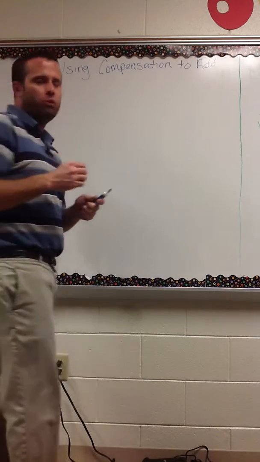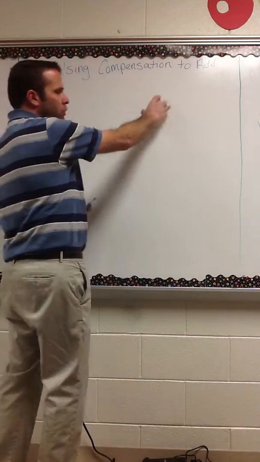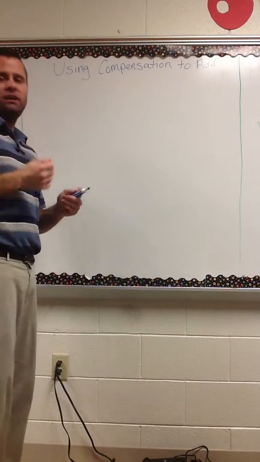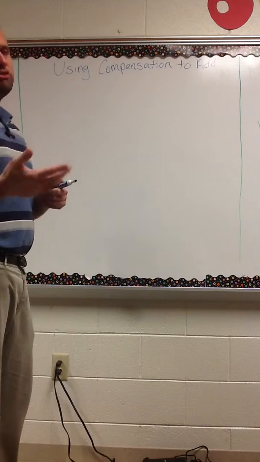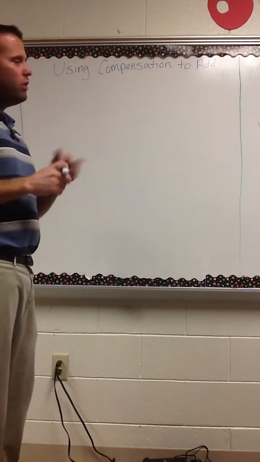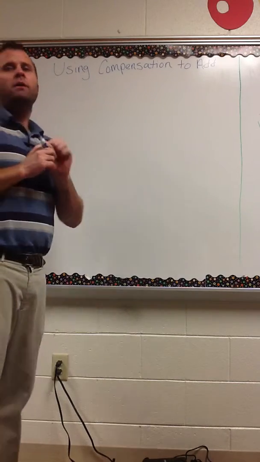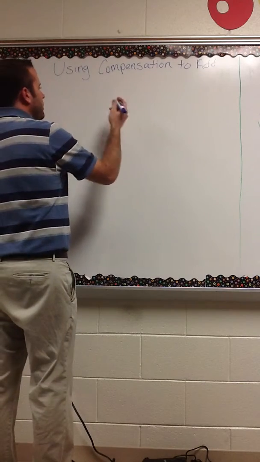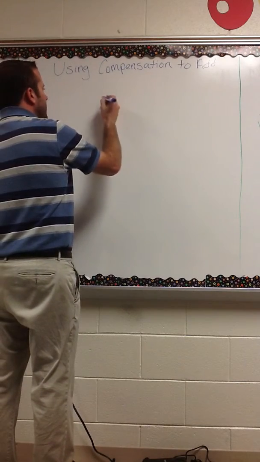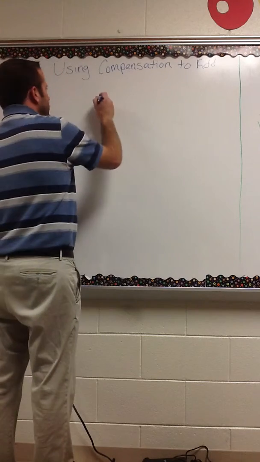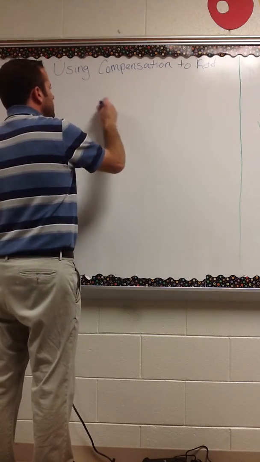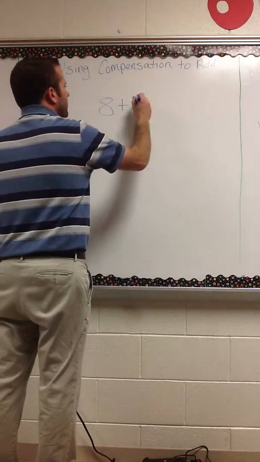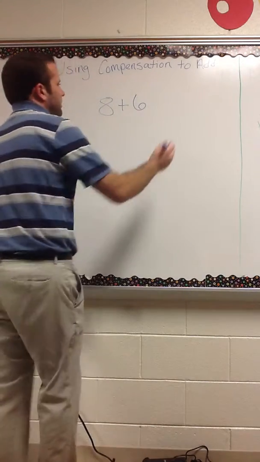but I think sometimes it's important to see a horizontal equation because as you get older and get into algebra and geometry and beyond, hopefully some of you will go all the way to calculus. I never made it that far. You're going to see a lot of equations written horizontally. So let's start with two single digit numbers. We'll do 8 plus 6.